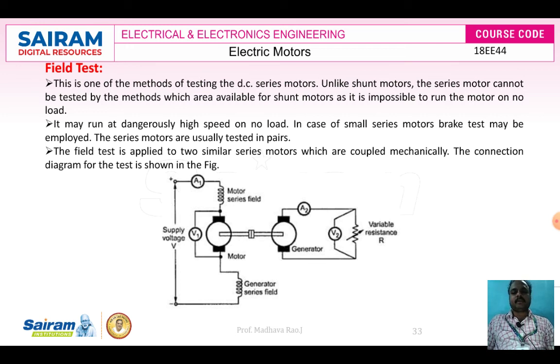The field test is applied to two similar series motors which are coupled mechanically. You can observe in this experimental setup the connection diagram as shown in the figure: motor, generator. In this method of testing, the armature current, field current and line current will be the same for both generator and motor, since the field winding is in series with the armature winding in a series machine.